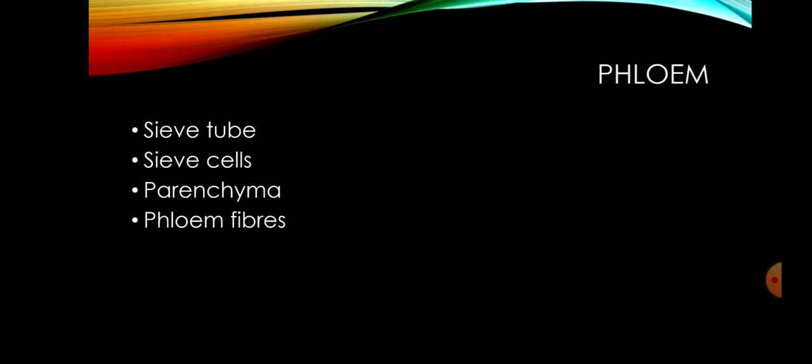Now, next comes the second complex tissue, phloem. Phloem similarly consists of 4 types of cells.